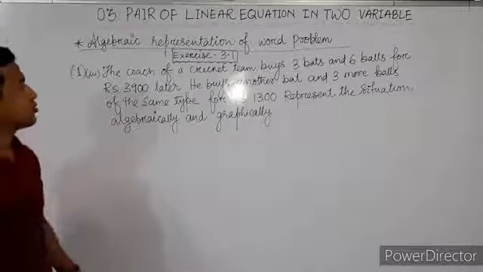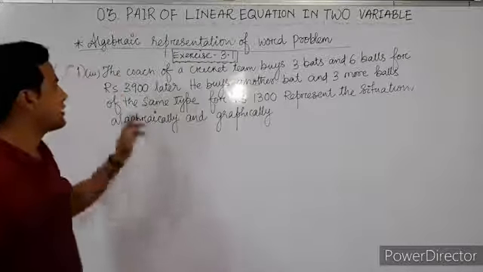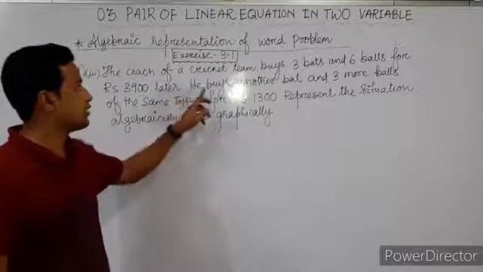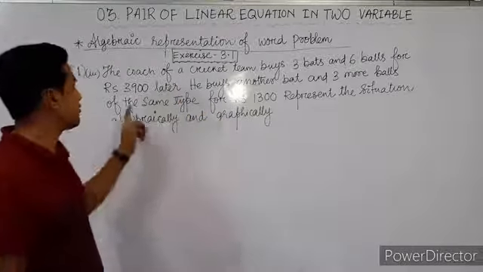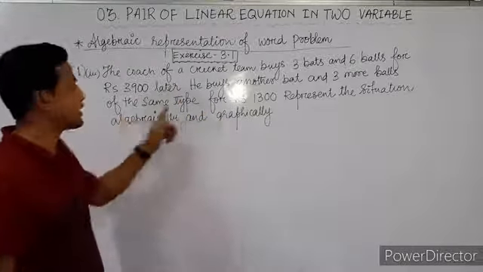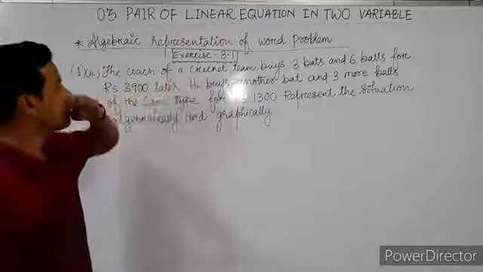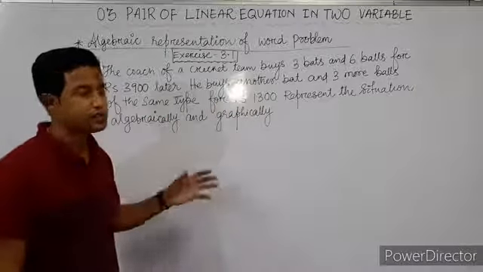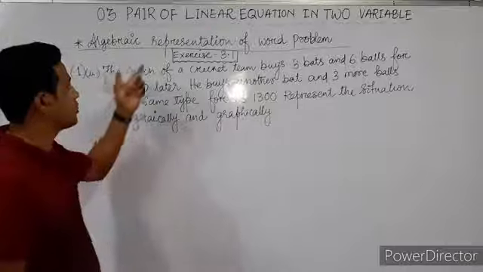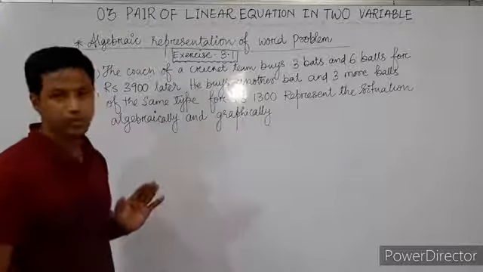The coach of a cricket team buys 3 bats and 6 balls for rupees 3,900. Later, he buys another bat and 3 more balls of the same type for rupees 1,300. Represent the situation algebraically and graphically. This is the word problem that we are going to solve first algebraically, and then graphically. So let's find out how you are going to solve this one.